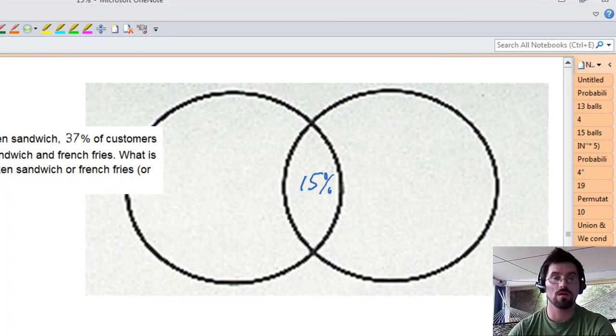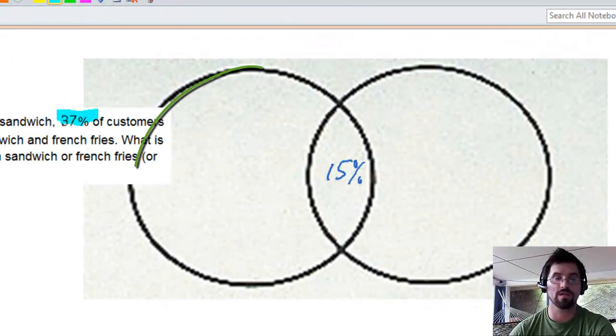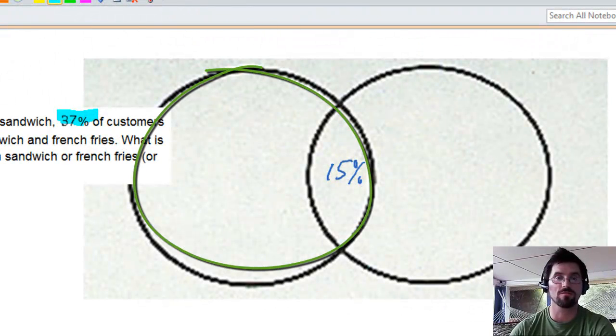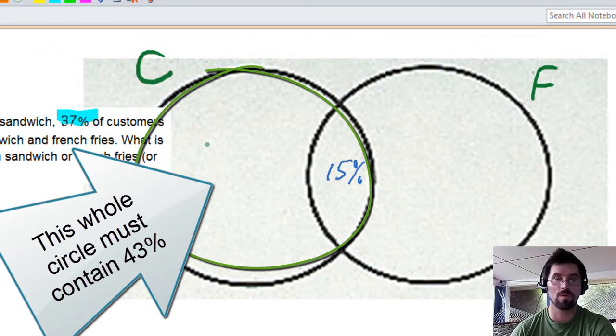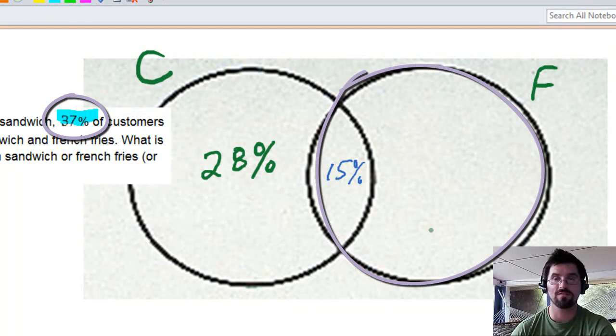All right, once we know that, we still have the 43 and the 37 to think about. So the 43 is in this whole chicken circle. Let me put a big C up here. That's for chicken. This is for French fries. So there's another 28% in here, because 28 plus 15 is 43. So how did I get that? I did 43 minus 15. And then there's 37 in this whole circle, so there's another 22% in here.